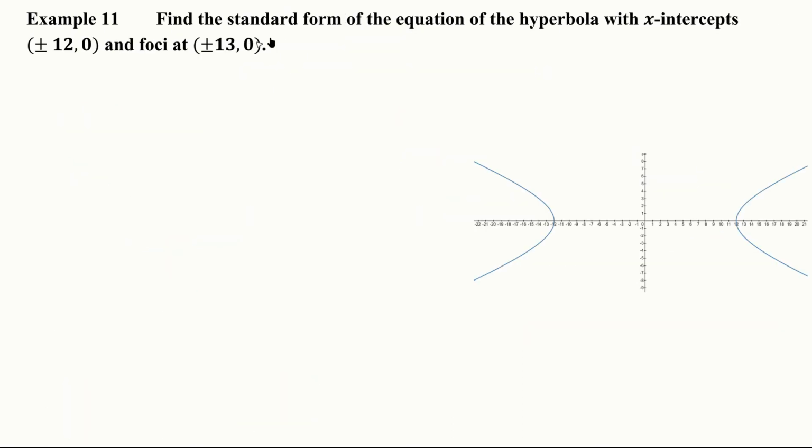We need to find the standard form of the equation of a hyperbola with x-intercepts at plus or minus 12, 0 and foci at 13, 0. What we need to realize is that this is definitely going to be a left-right parabola. So if it's of this variety, x squared over a squared minus y squared over b squared equals 1. And we need to also notice that a is going to be 12.